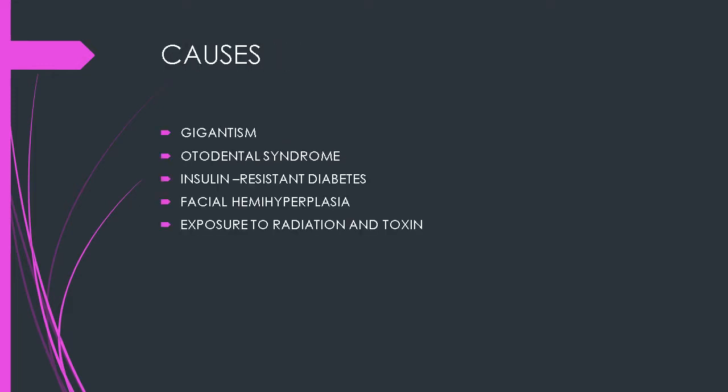There are many causes, but some of the famous causes of macrodontia, or it may be associated with some disease or syndrome or hormonal imbalance. Examples are gigantism, otodental syndrome, insulin-resistant diabetes, facial hemihyperplasia, and exposure to radiation and toxin. So these are a few examples that can lead to macrodontia, or macrodontia may be associated with any of these diseases.